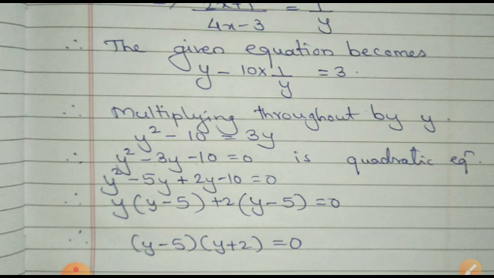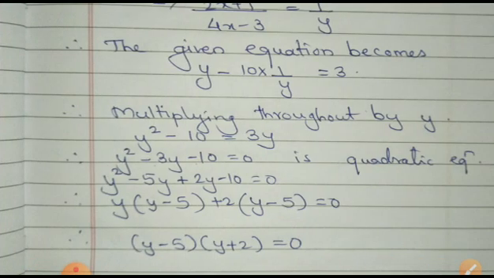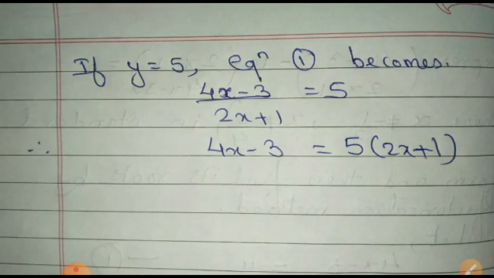That is your ultimate aim. So either y will be equal to 5 or y will be equal to minus 2. Now what have we taken? 4x minus 3 by 2x plus 1 was taken to be equal to y. So if y is 5 or y is minus 2, you'll have two cases.